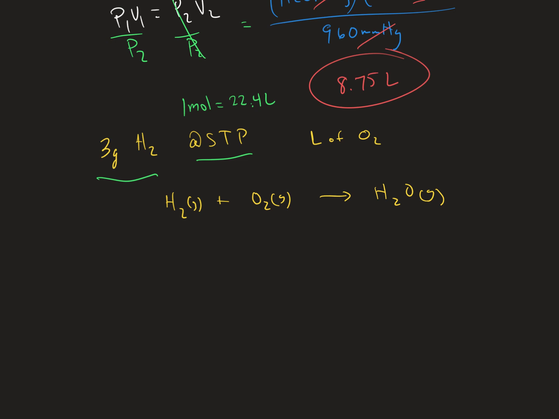We also know what we're looking for: liters of oxygen gas, a different substance. So what does that tell us we have to do? Stoichiometry. Anytime we're going from one substance to another, we have to have a balanced equation, and we have to use that mole to mole conversion eventually, right? So let's balance this. Does that make sense to everybody? Anytime you're going from one substance to another, we have to use stoichiometry.